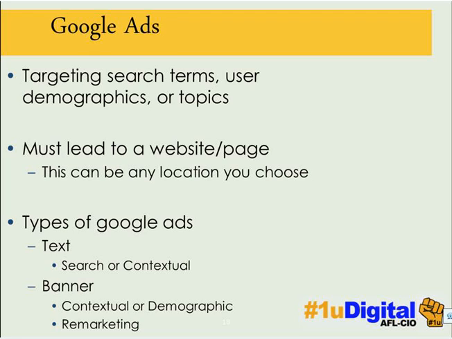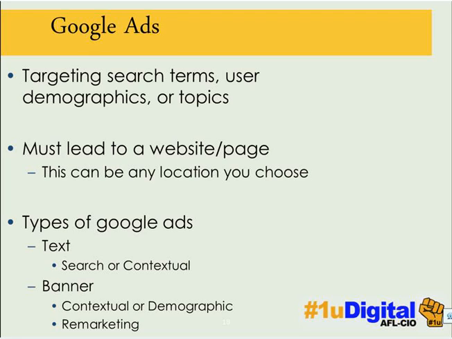So Google Ads. You can target based on search terms or keywords, user demographics, or topics. That means you can target ads based on a keyword. So if you're searching for things like Star Trek, you can run ads to people about that. User demographics, so you can say, I want people who are interested in this, or people of a certain age. And topics, you can say, I want my ads to run on pages about this topic, or sites that deal with these issues.